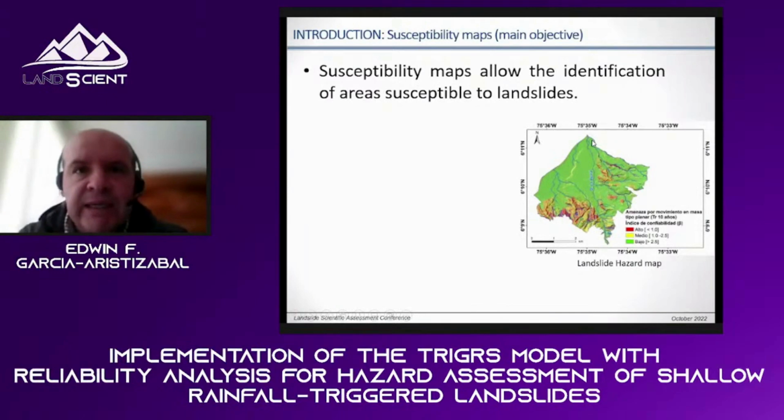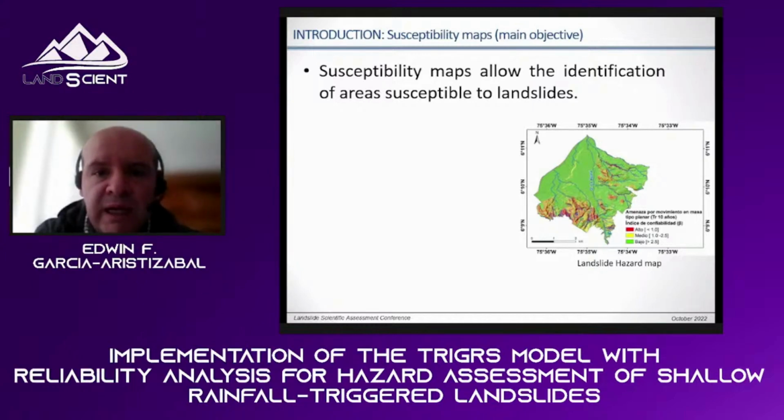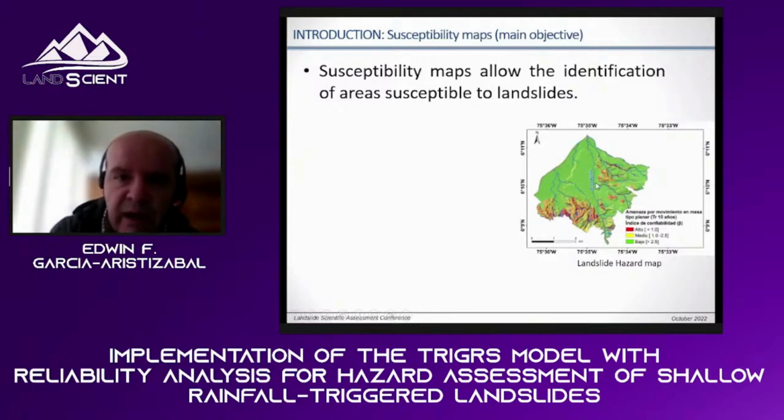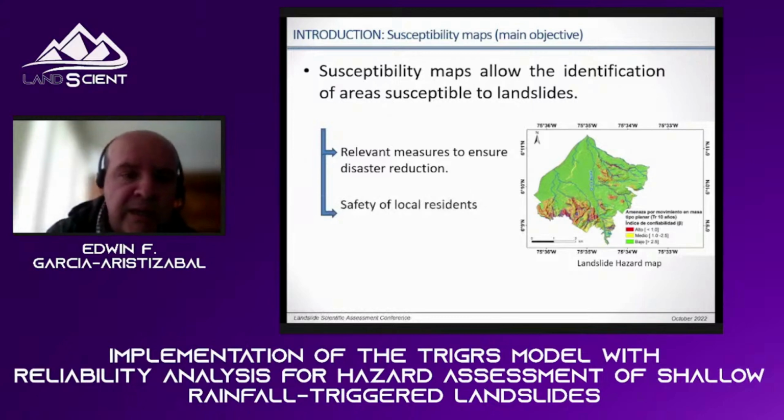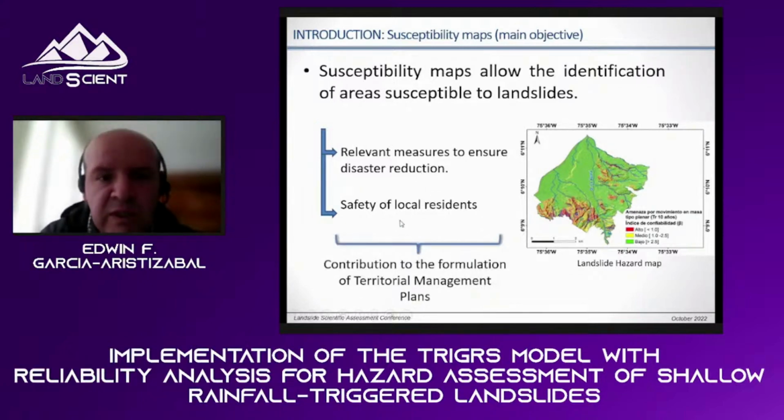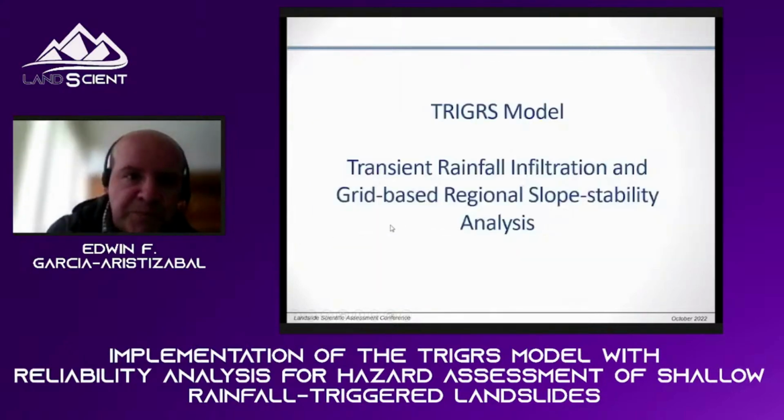What is the idea of this research, or the main objective? We were thinking about susceptibility maps, which allow the identification of areas that are susceptible to landslides. So we can here see a picture of one municipality in which we employed the methodology, and we can see how we proceeded in this study and how we can get the results. When we have susceptibility maps, we can take relevant measures to ensure disaster reduction. Also, we can offer safety to local residents, and with this, we can contribute to the formulation of territorial management plans in order to define some places for occupation.